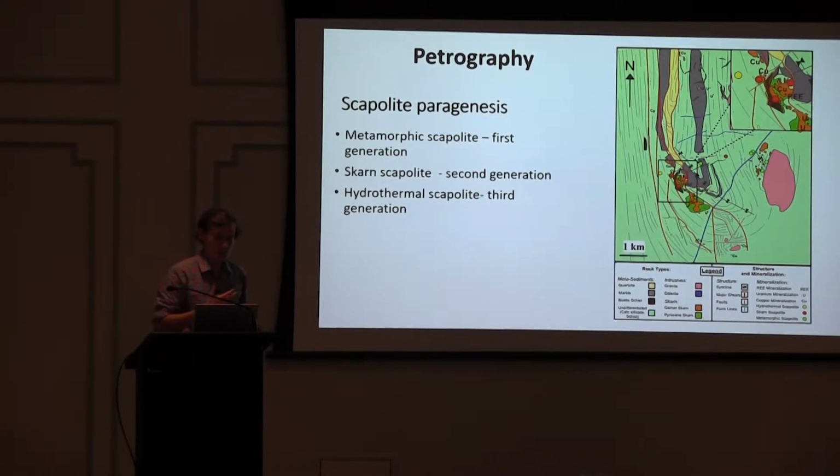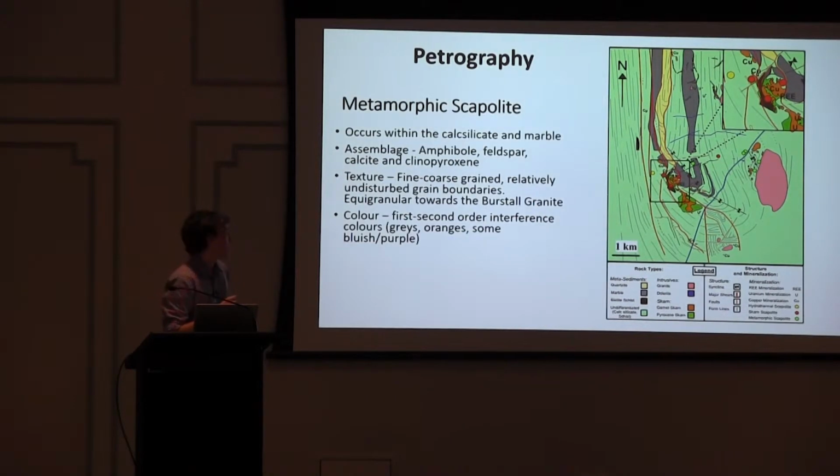Through our petrographic study, we identified three generations of scapolite. The earliest generation is what we consider metamorphic scapolite. The second generation is a skarn scapolite. And the third generation is a hydrothermal scapolite. To go into each of those individually, the metamorphic scapolites occur in calc-silicates and marble.